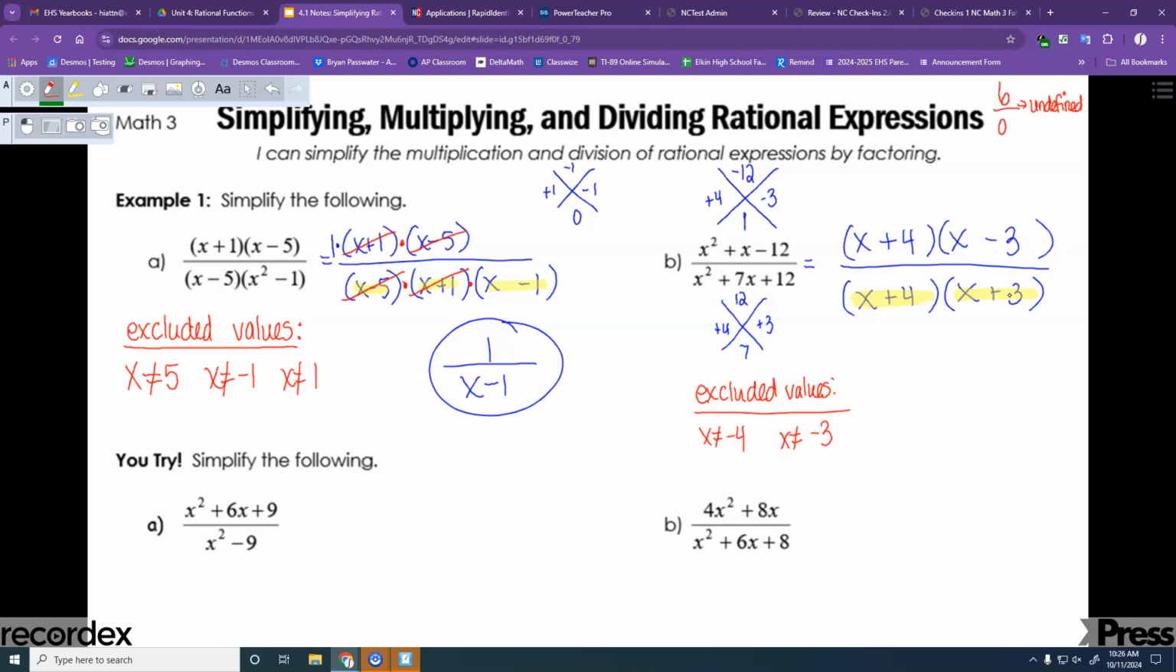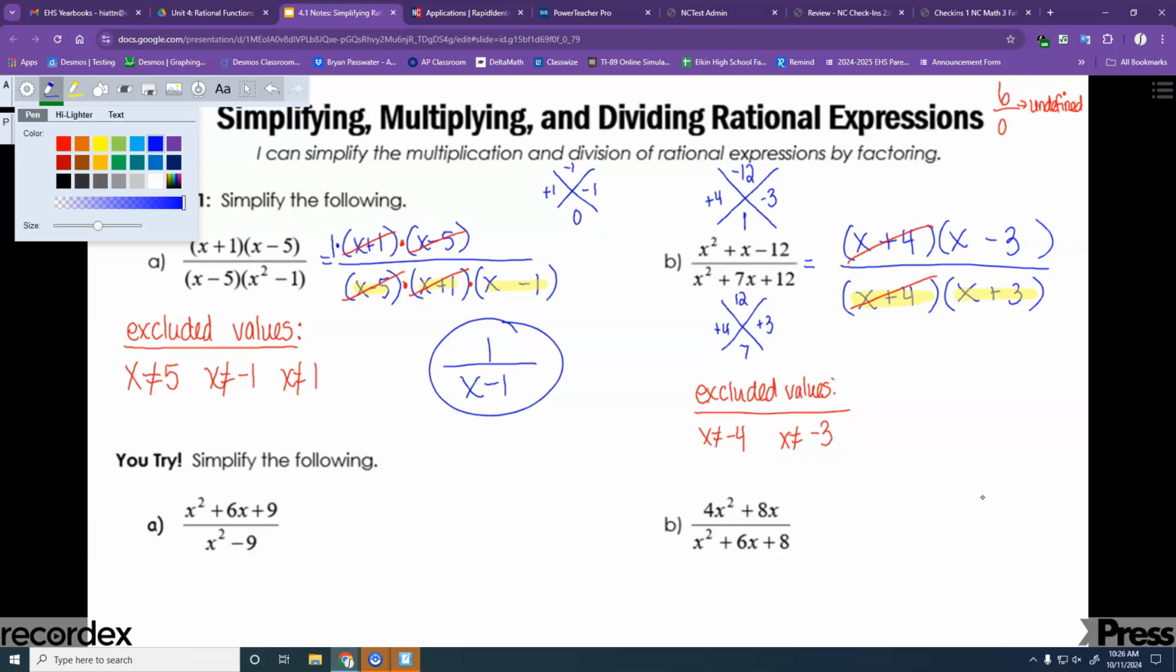All right, now what can we cancel out? What factors can cancel? The x plus 4s, right? The whole thing right there. And so when those cancel, can x minus 3 and x plus 3 cancel? No, they're different signs. They're not the same.